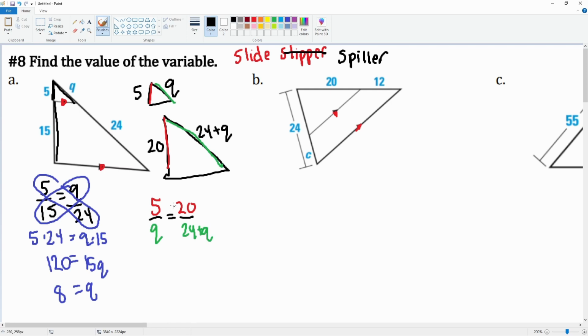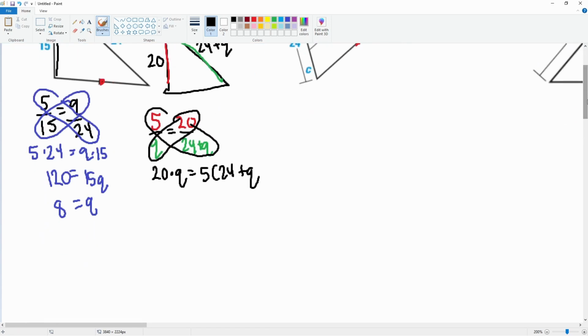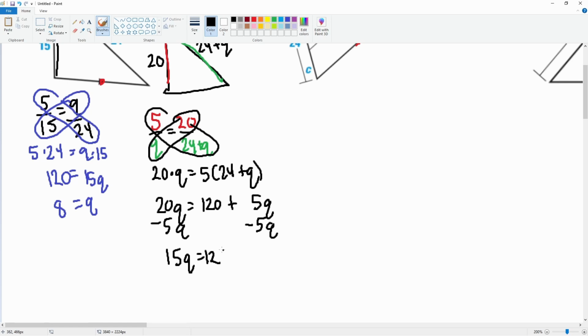Right, let's cross multiply. That is 20 times q, and then we have 5 parentheses 24 plus q. Okay, let's do some multiplication here. 20 times q is 20q. 5 times 24 is 120, plus 5q. Okay, we minus 5q, minus 5q. This becomes 15q is equal to 120. See, that's identical. Divide by 15, divide by 15, you get q equals 8.